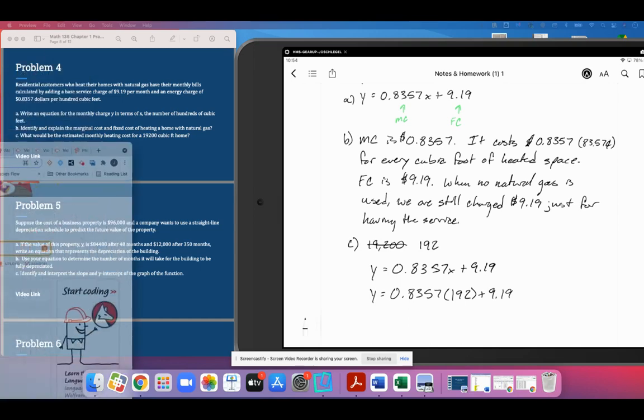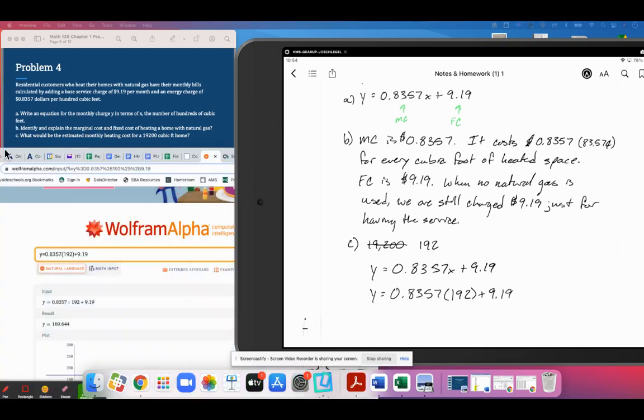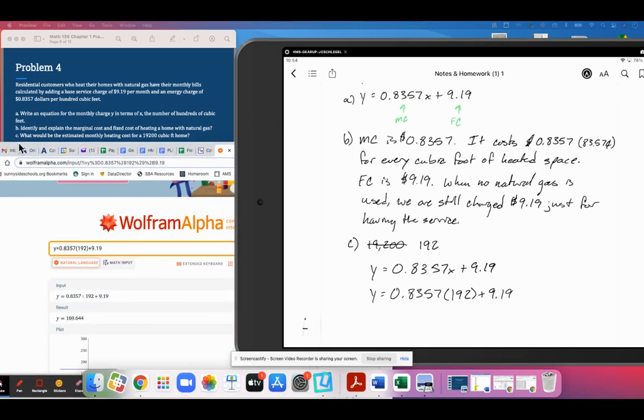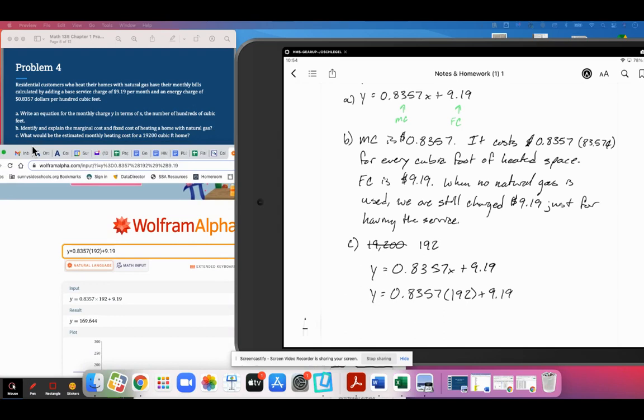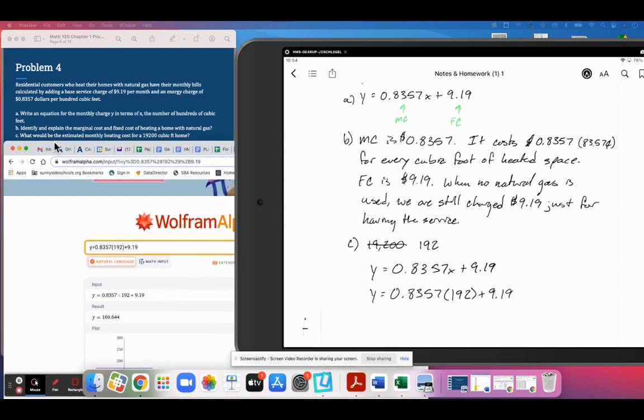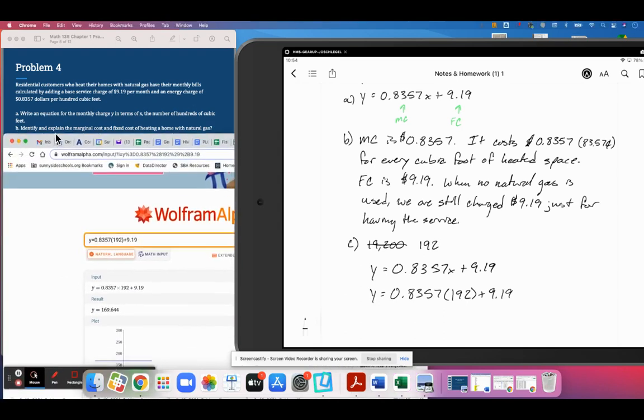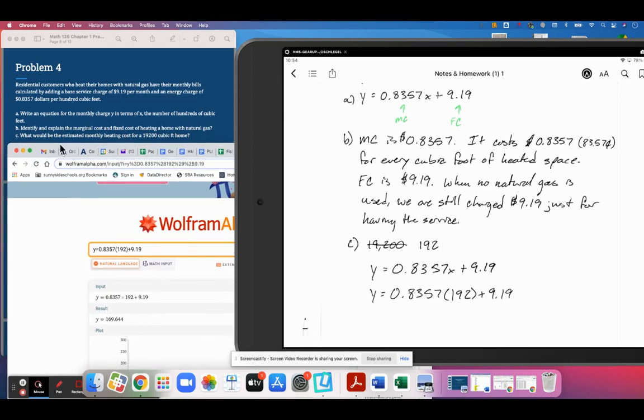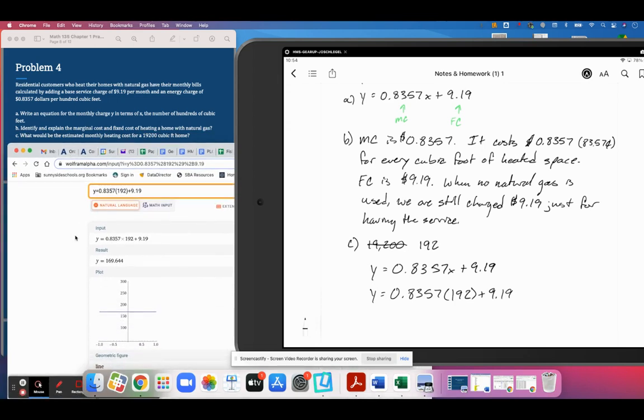And so again, for part C, everyone, 19,200 cubic feet seems like a lot. I based this off of a 2,400 square foot home with 8-foot ceilings. And so again, this is not some gigantic mansion. It's a 2,400 square foot house with 8-foot ceilings. And so we are dealing with cubic feet, not square feet.